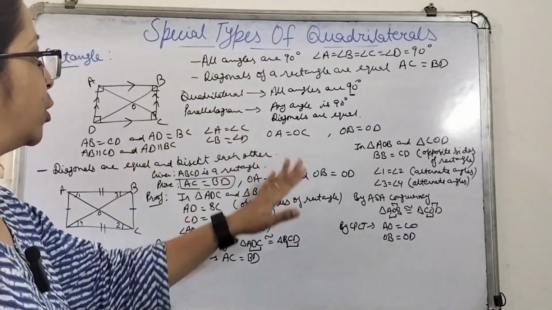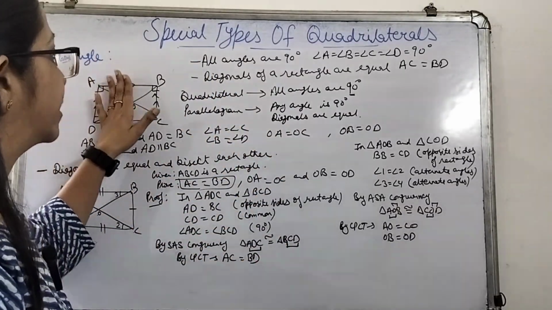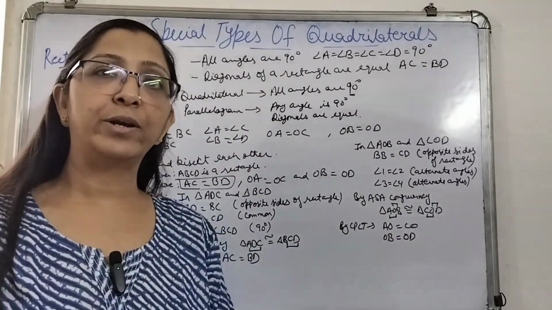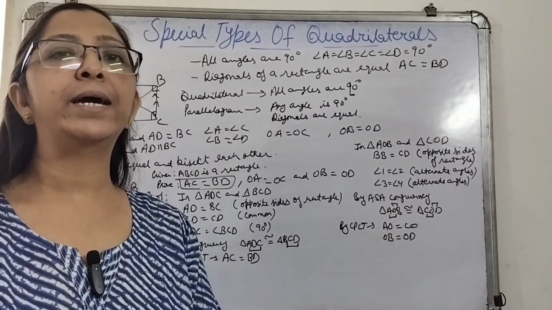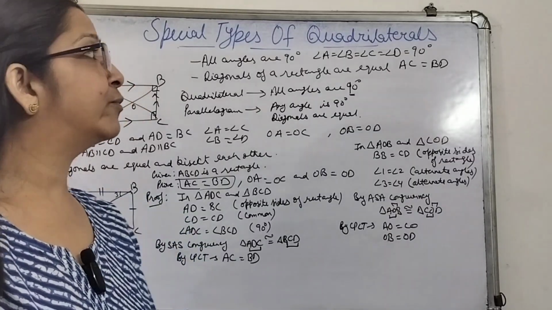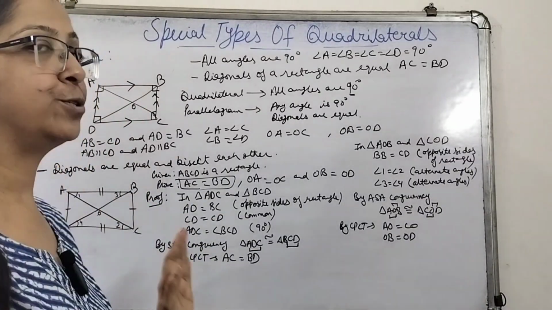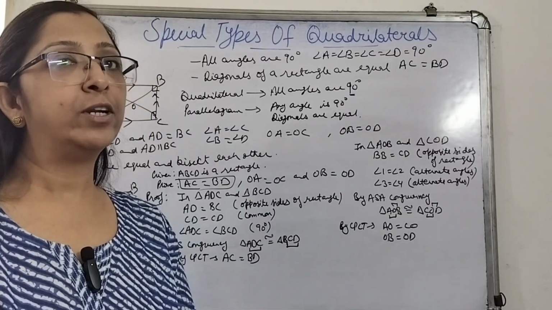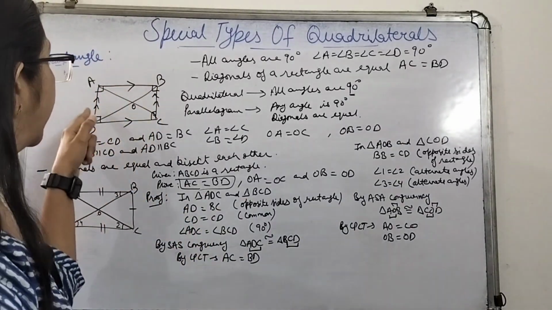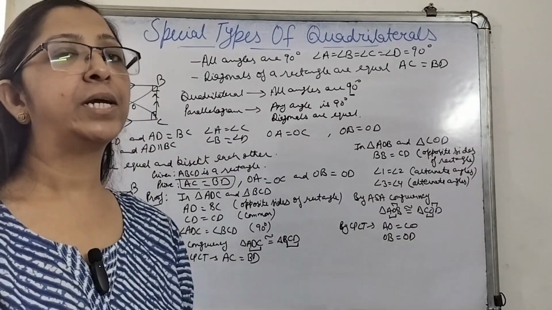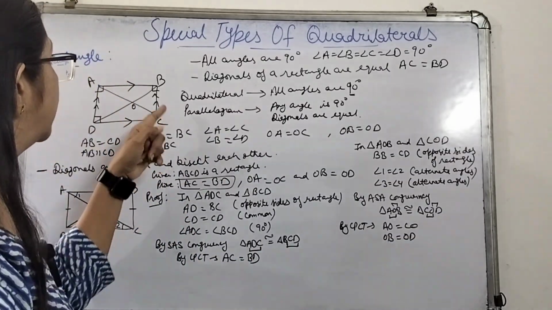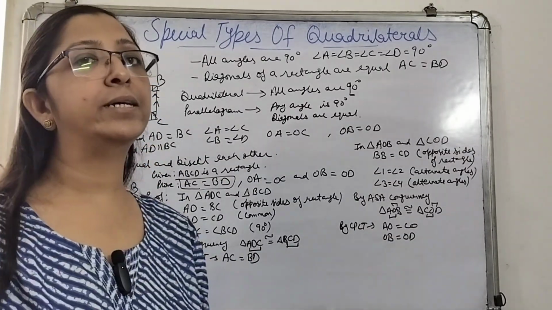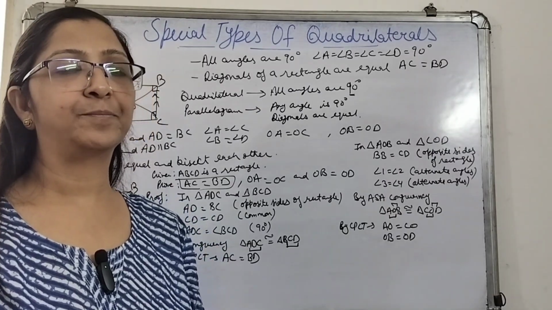So all these are the properties of a rectangle. Rectangle is a special type of parallelogram. So all the properties of a parallelogram will be followed by a rectangle also. But along with this, it follows some more properties. One is that all the angles of a rectangle are 90 degrees. Another property is that both the diagonals are equal in the case of a rectangle.